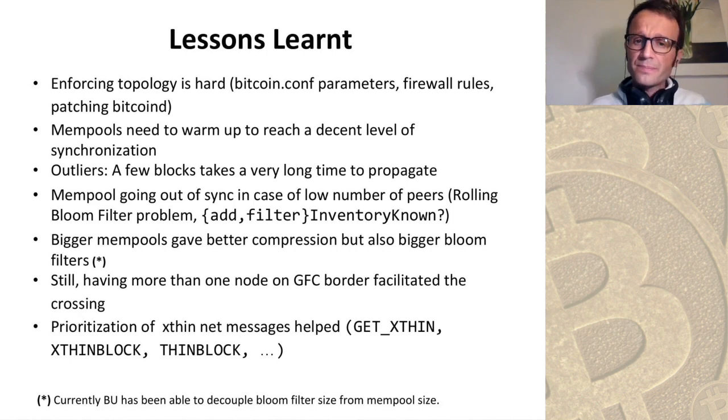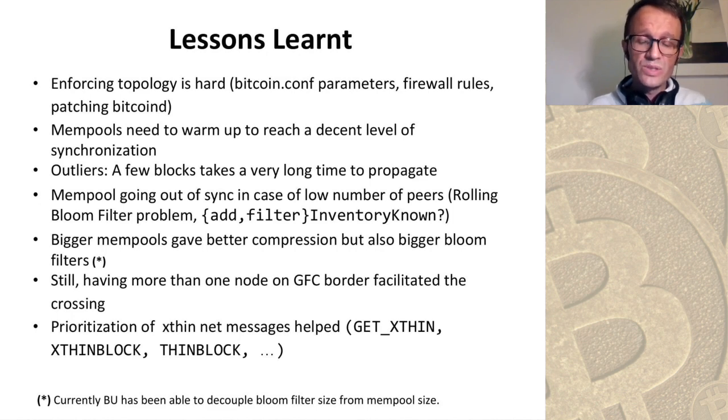Another thing we found out in the beginning was that bigger mempools gave better compression, but also bigger Bloom filters. That means you need to exchange fewer transactions, but to achieve this result you have to send a bigger Bloom filter. That is not good enough, because the reduction on one side is balanced by the increase in size on the other.